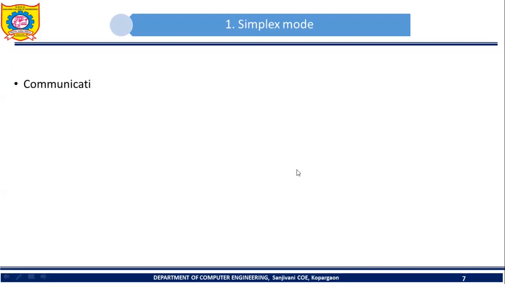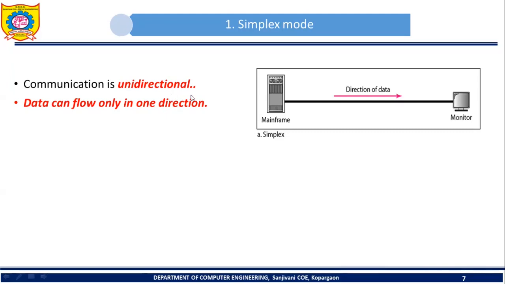So what happens in simplex mode? Communication is unidirectional. Unidirectional means data can flow only in one direction. Let's try to understand it with the help of a diagram. Here we have two devices which are connected to each other by using some transmission link. This arrow indicates that data can flow only from the first device to the second device. Reverse data flow is not possible.